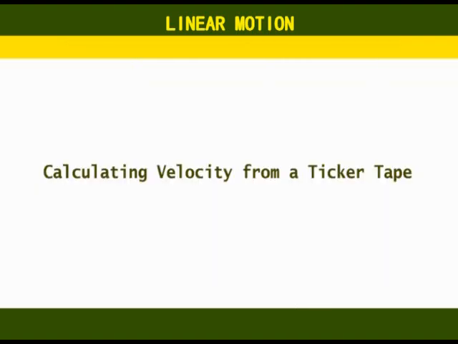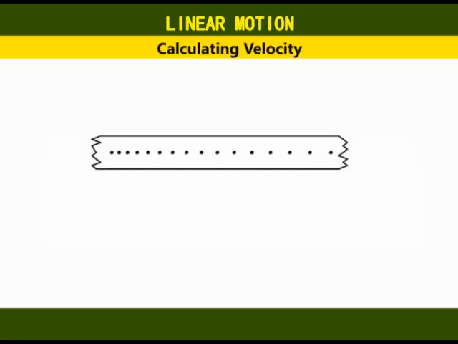Let's look at calculating velocity using a ticker tape timer. We know that the velocity of a motion can be found by the formula V is equal to S over T. In a ticker tape, displacement can be measured directly from the length of the tape, and the time taken is determined by counting the number of ticks between the length measured.